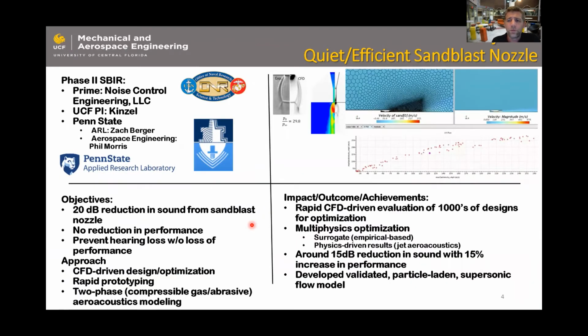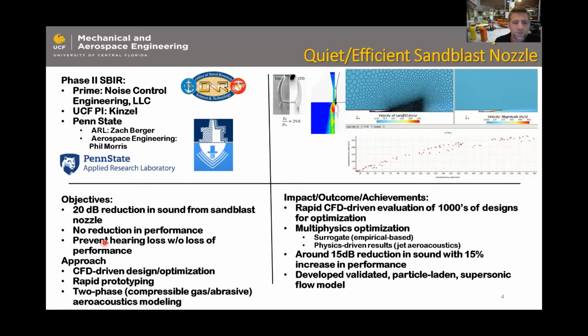Now let's move into a few current projects that I'm exploring. First project I'm going to talk about is an ONR funded project, which is a phase 2 SBIR. This is primed through Noise Control Engineering. It's a company out in Massachusetts.